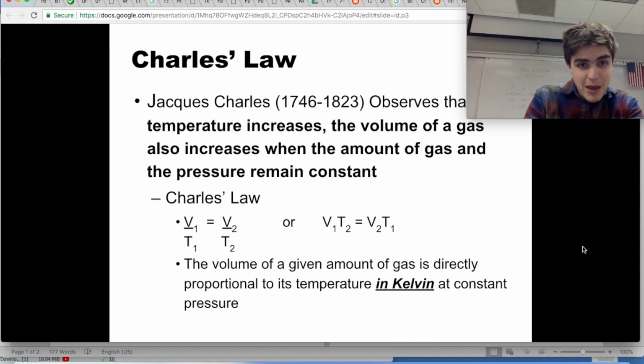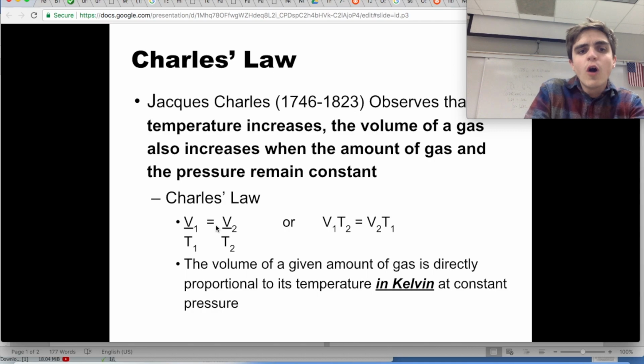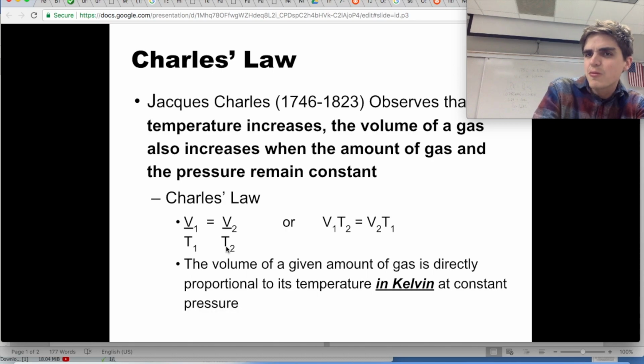Now, mathematically, I can write it as either of these things. V1T2, you'll notice how the 1 and the 2 are together, but make sure it's the different kind of proportion. Or the ratio V1 over T1 equals V2 over T2. This is the one I will generally give you on a test or anything where I'm providing the format, but it honestly doesn't matter.